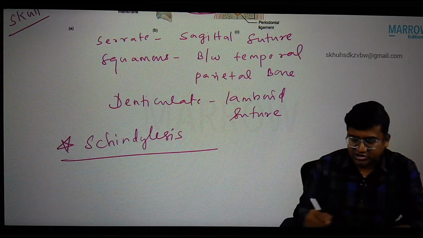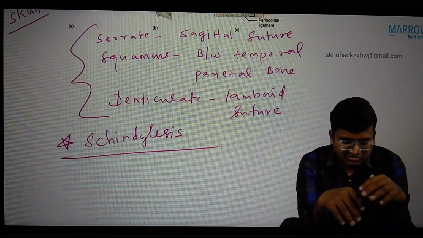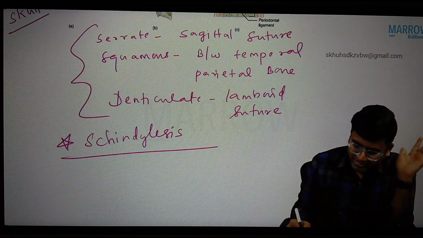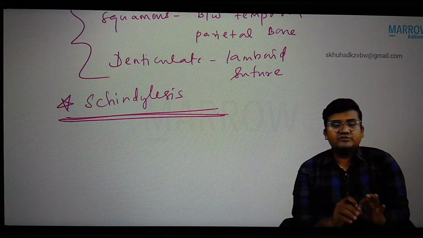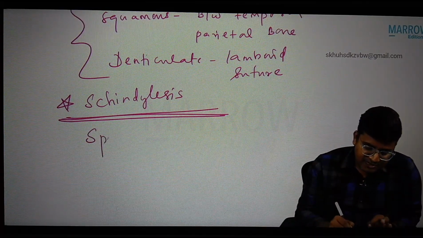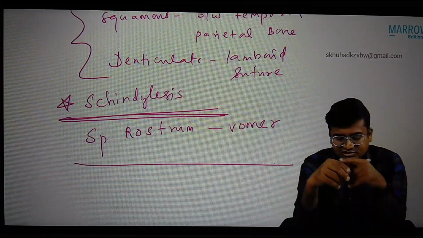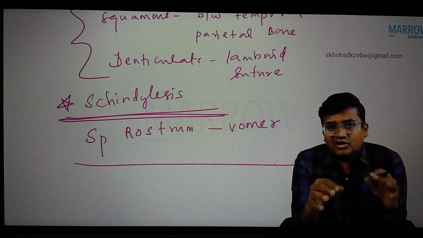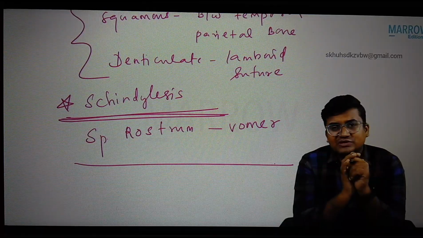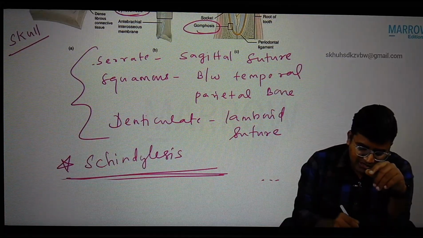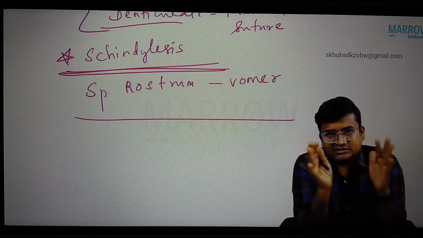Schindylesis suture is the suture you have to remember from the exam point of view. See, these other three I am saying for completion's sake, so no need to remember all those. Just read once and then forget. But in the exams, yes, they will ask this only. It is a special type of suture present between the sphenoidal rostrum and the vomer bone. Again, you don't need to remember these sutures. Please remember at least this schindylesis suture, that is more than sufficient.